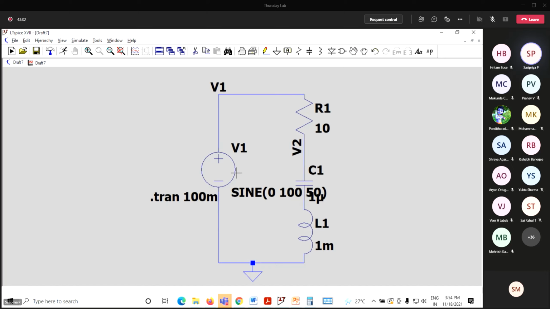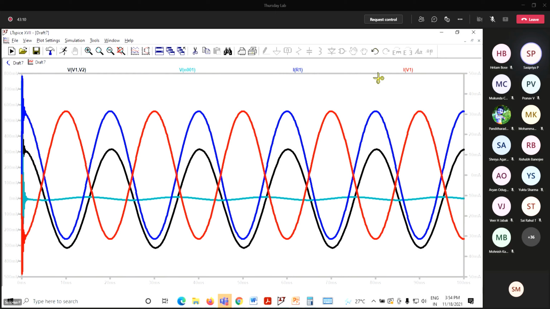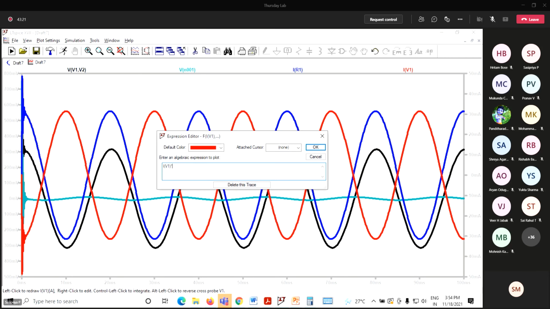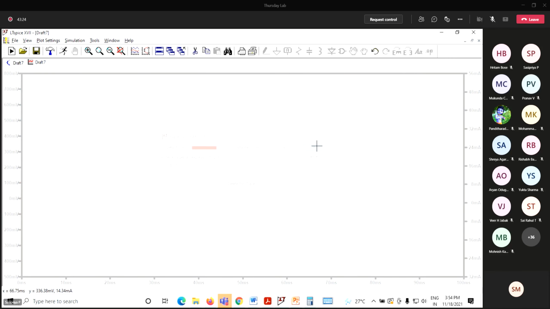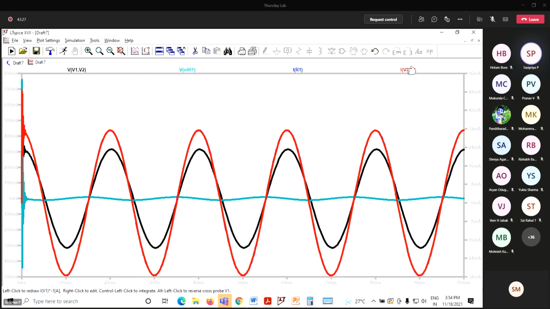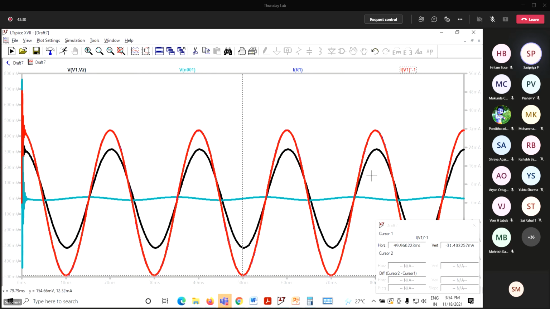Maybe if you try to plot I of V1 multiplied by -1, you try that. Yeah, I have plotted it now. Now this is which color? Red color. So now it's aligned with your I of R1. The I of R1 and I of V1 are the same. Got it? Yes, ma'am.